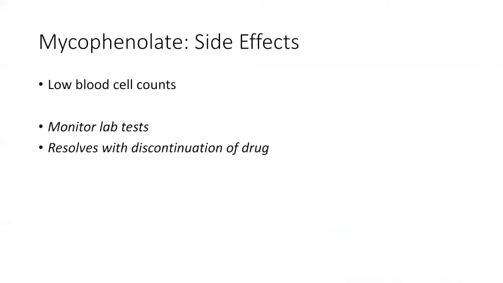Another side effect that can be seen are low blood cell counts. This is monitored by taking blood and checking the laboratory tests. It is reassuring that these low blood cell counts are known to resolve when the medication is stopped. And sometimes it is a bit of a balance based on how low the blood cell counts are, which are likely a sign that the medication is working, versus what's safe. Looking at that and balancing the dosing of the medication.